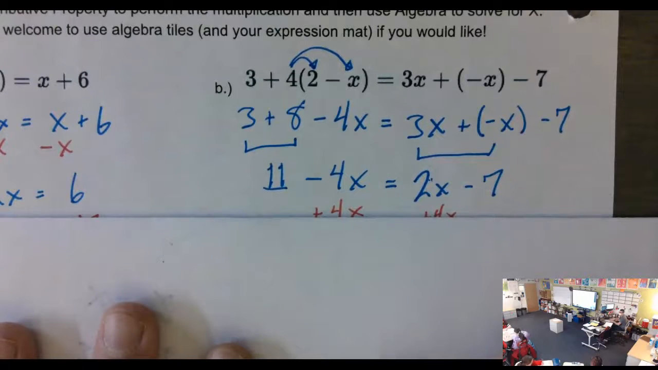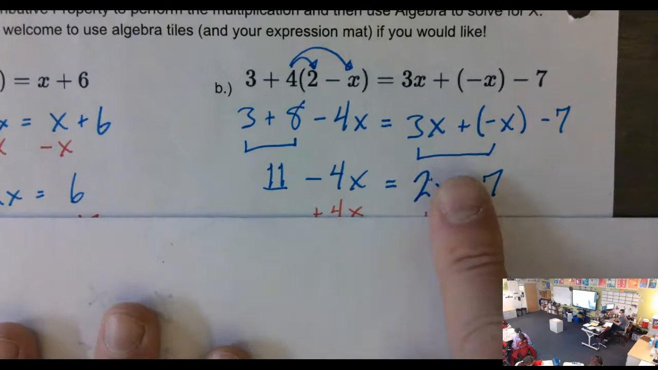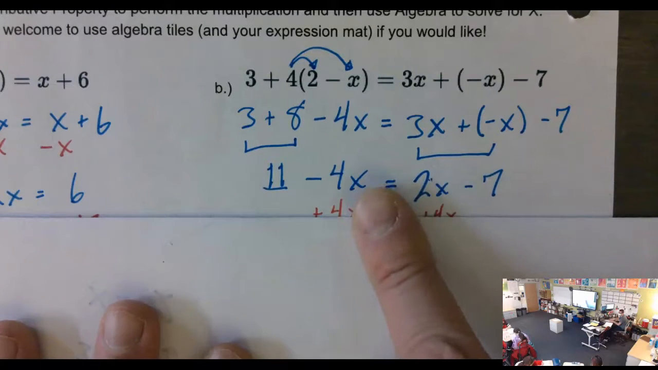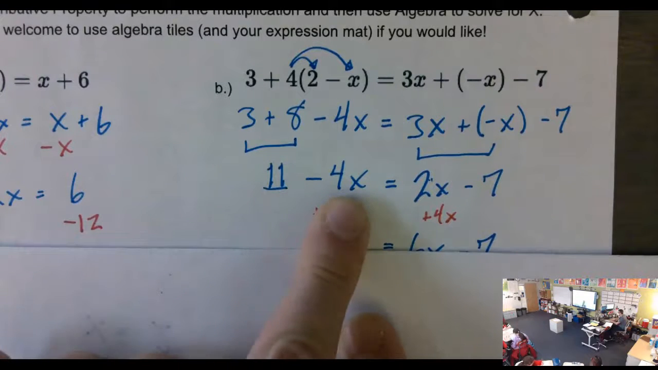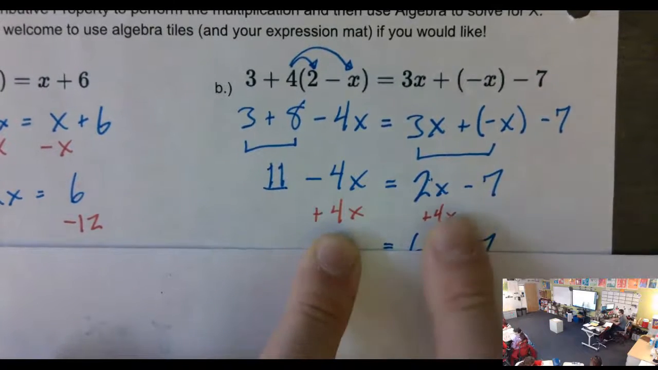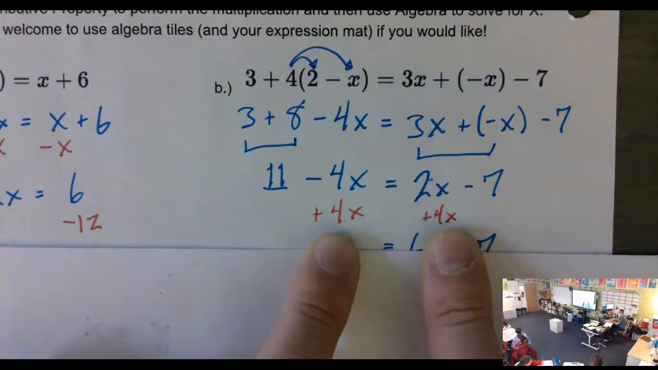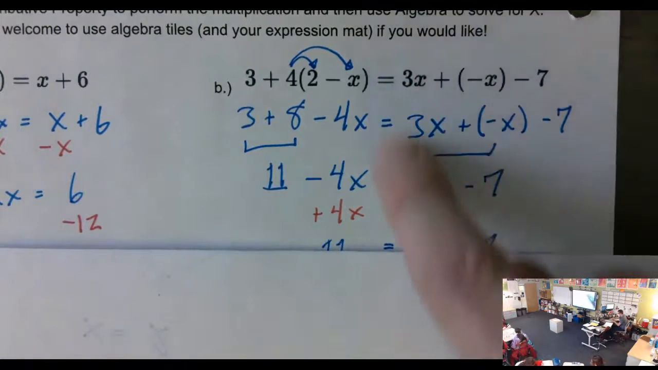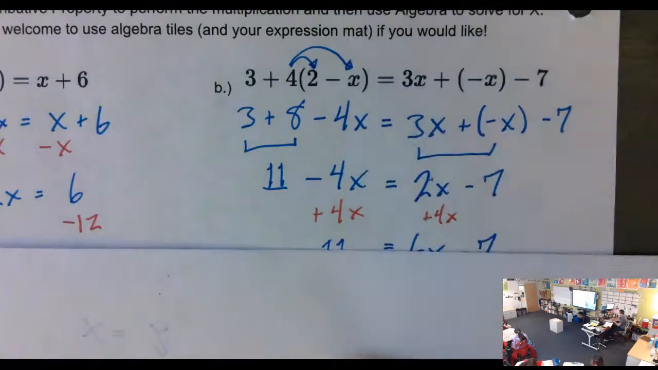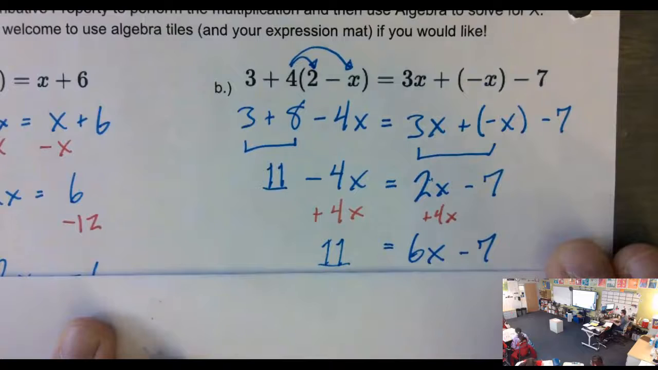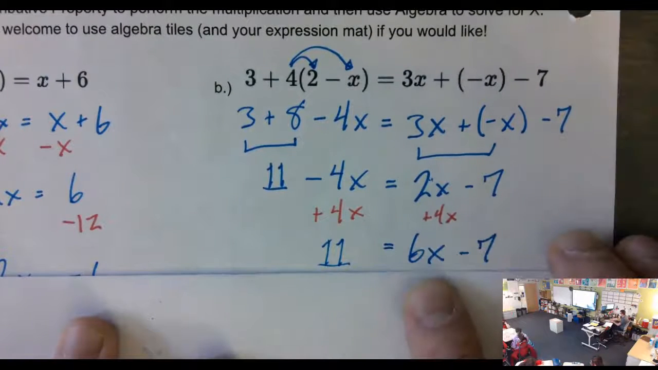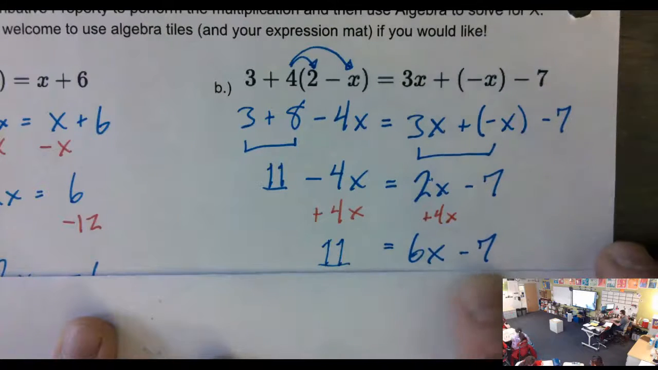Then, we always said if we have negatives and positives, get rid of those negatives. No one likes negative people. So how do I get rid of negative 4x? Add 4x on both sides. Notice how I just try to keep my equals lined up. You can also have that dotted line down the middle if you want. Now I have 11 equal to 6x, right? Because we added 2x and 4x. And I still have my minus 7 over here.